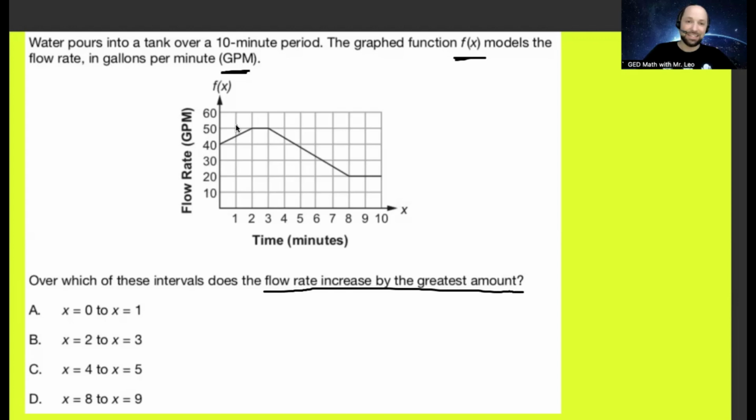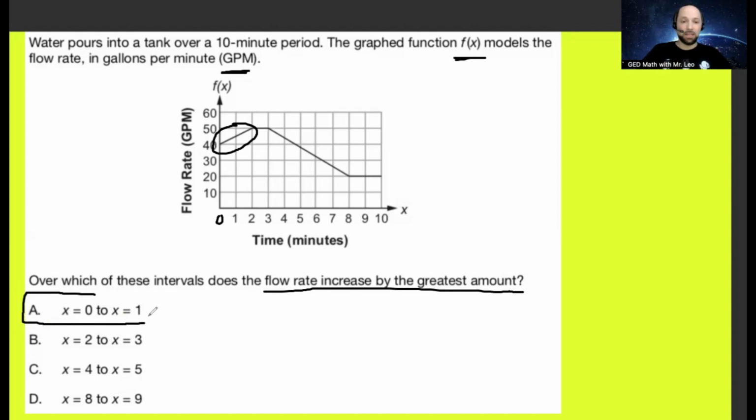That is this first section of the graph right here. When is it increasing? When it's going up. When the flow rate is increasing. When the line is going up. You could say this is from minute 0 to 1 or 0 to 2. Any of those answers would be good. The only thing here that fits that is A.